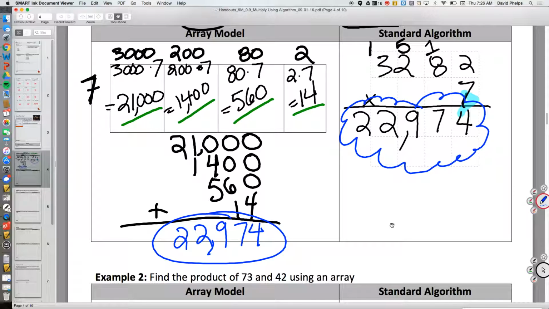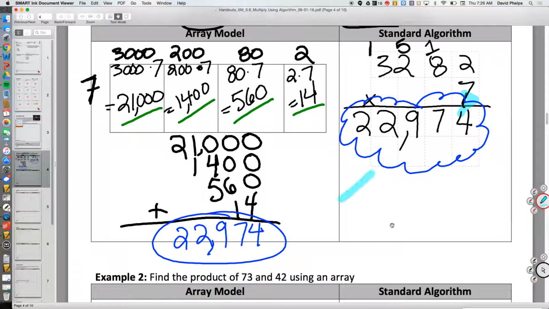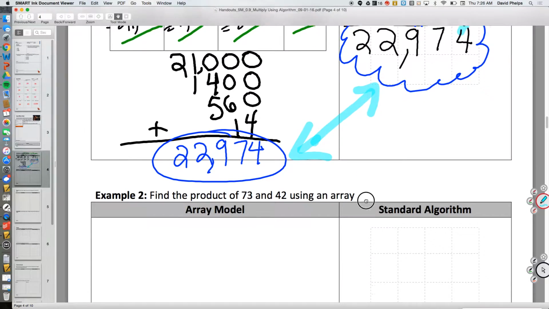Now, if you notice, check this out, we have the exact same answer for the array and for the standard algorithm, 22,974. So that makes me feel pretty good that this is the correct answer. If you ever get different answers for the array and the algorithm, one of them's most likely wrong. So go back and check it to make sure you're getting the same answer for both. It's a really good way to double check your work.